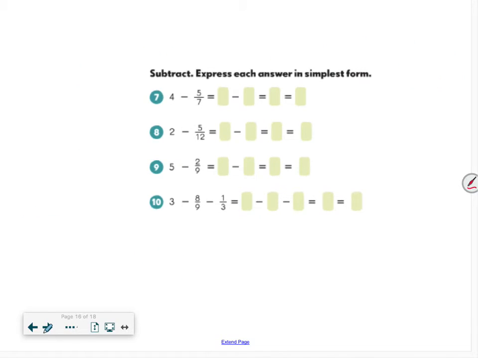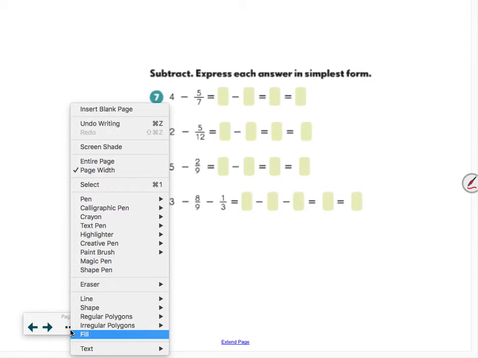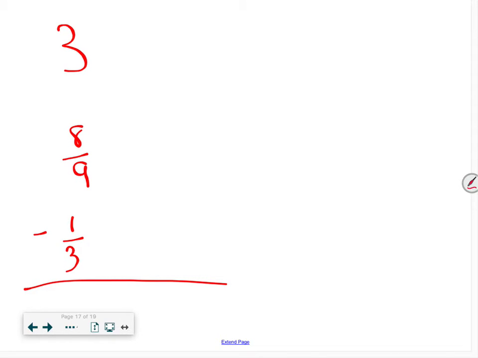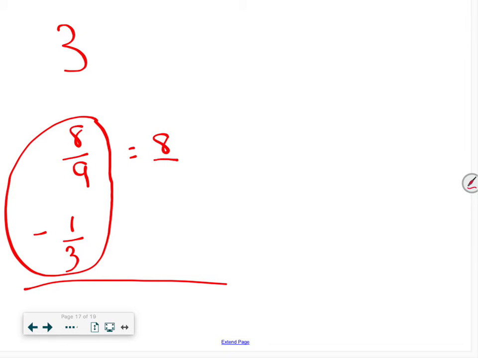Let's see. Let's do one with 3 minus 8 ninths minus 1/3. All right. 3 wholes minus 8 ninths minus 1/3. Okay, first of all, these 2 fractions right here have different denominators, so my first thing I have to do is make them have like denominators. I know that if I skip count by 3, 3, 6, 9, I can change this to be ninths. So I'm going to do that first.